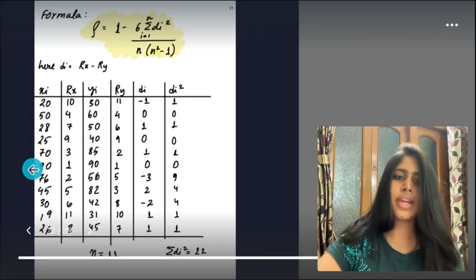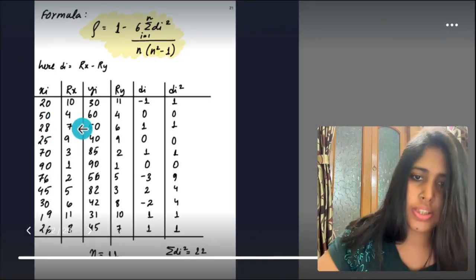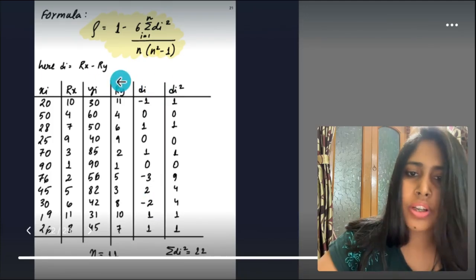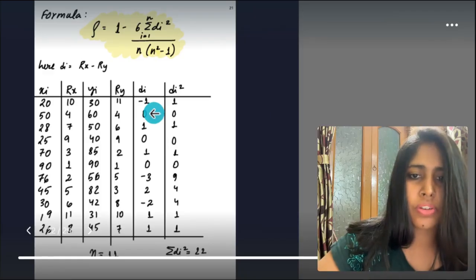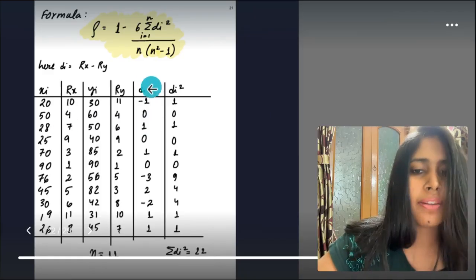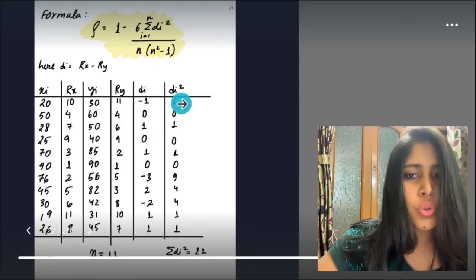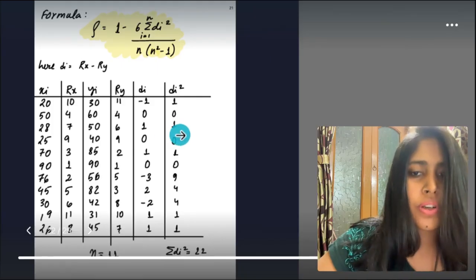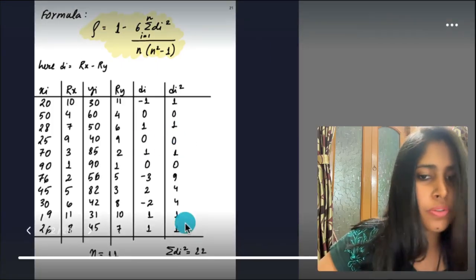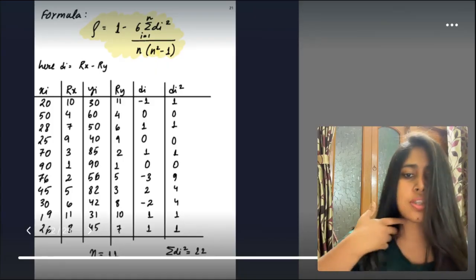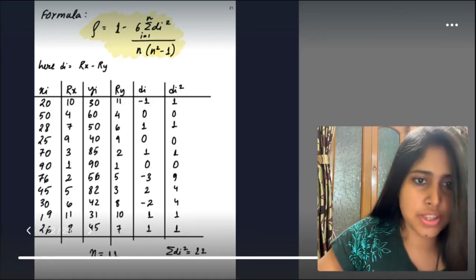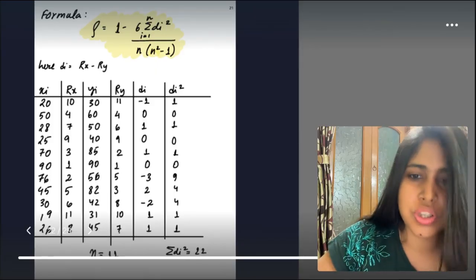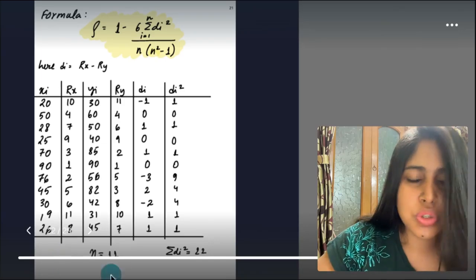Alright, and we do the same for yi also, which is the aptitude test. Then we calculate the values of di, which is rx minus ry, which is 10 minus 11 is equal to minus 1, 4 minus 4 is equal to 0, and we fill up the whole column. Then we do di square, which is minus 1 whole square is 1, 0 square is 0, 1 square is 1, 0 square is again 0, and like this we fill the whole table. We also take the summation of di square, which is equal to 22 here. Do not worry because you will have a calculator to calculate all these values. Now here n is equal to 11, the number of elements.